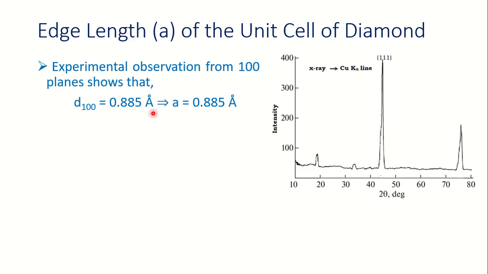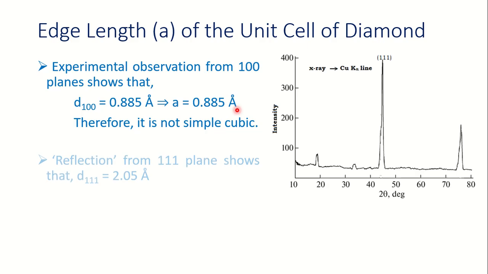Therefore, from this you can calculate the value of a, because d is a divided by root over 1 squared plus 0 squared plus 0 squared. Okay, so this is a by root over 1, that is a. So a is also equal to 0.885 angstrom. Therefore, if it is 0.885 angstrom, then it must not be simple cubic, because the simple cubic value does not resemble this.